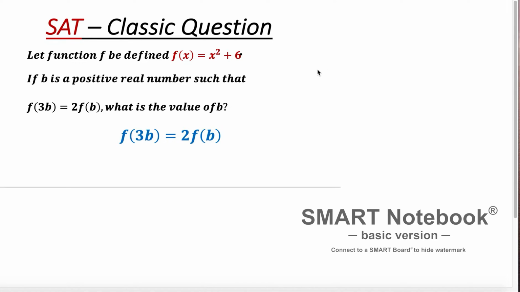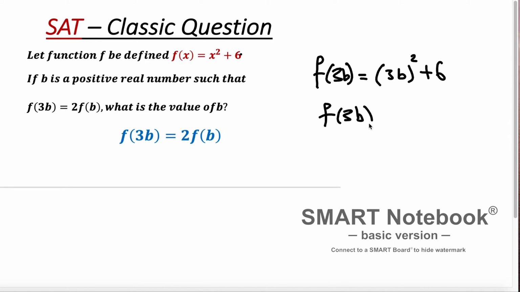So let's find what f of 3b is. Instead of the x, we are plugging in 3b into x squared plus 6. So f of 3b is going to be equal to, 3 squared is 9, so 9b squared plus 6. So we already found f of 3b.